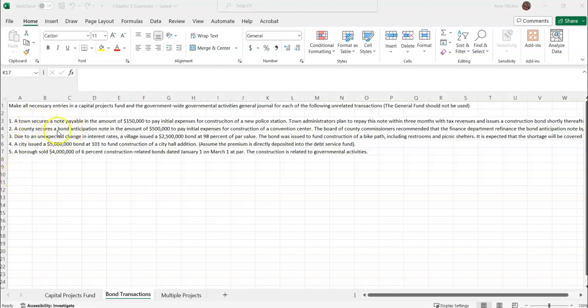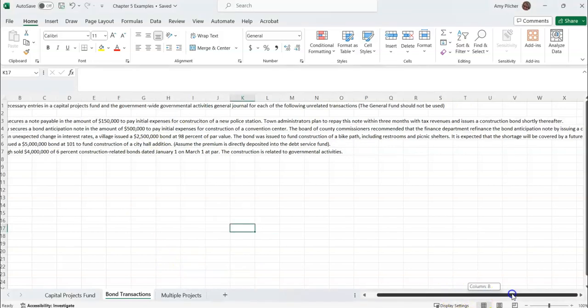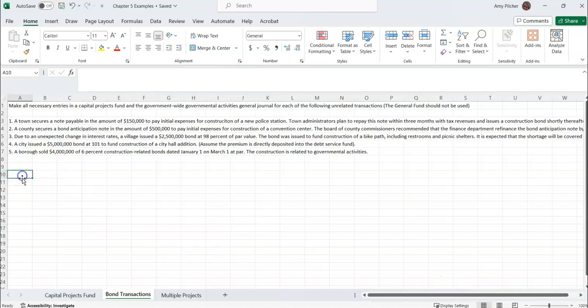So transaction one, we have a town secures a note payable in the amount of $150,000 to pay initial expenses for construction of a police station. They plan to repay this note within 3 months with tax revenues and issue of a construction bond. Okay, so transaction one.